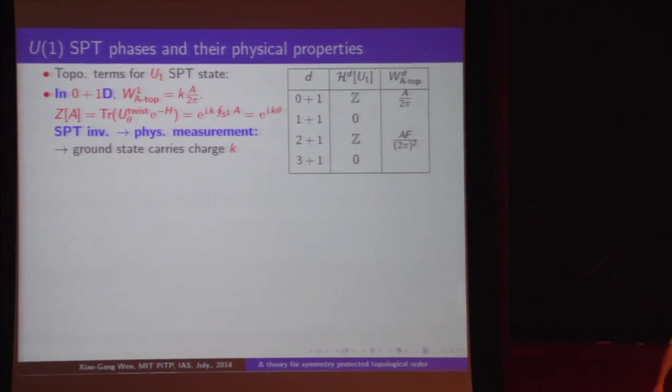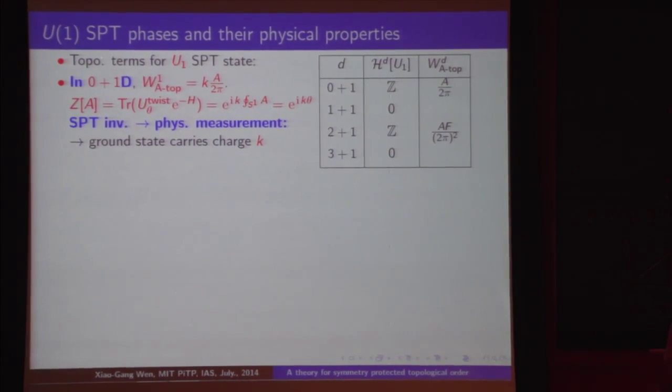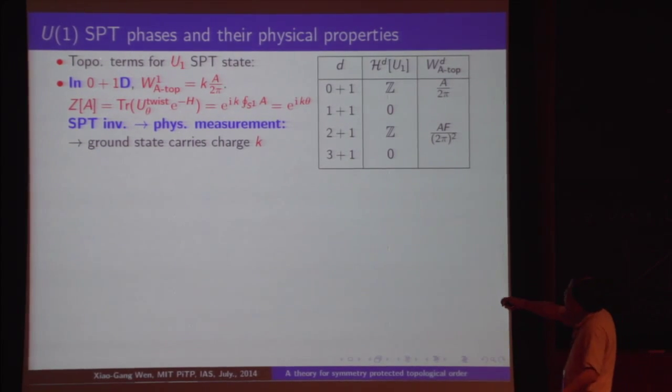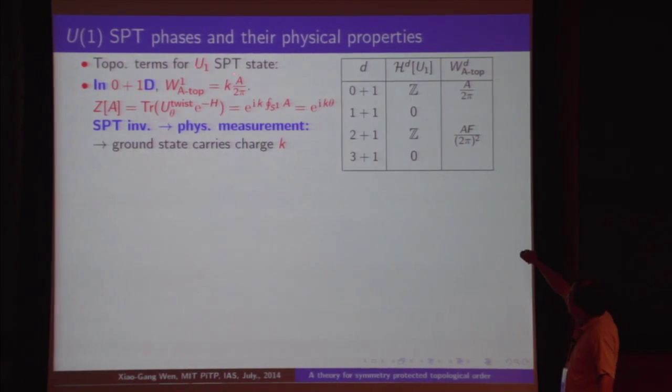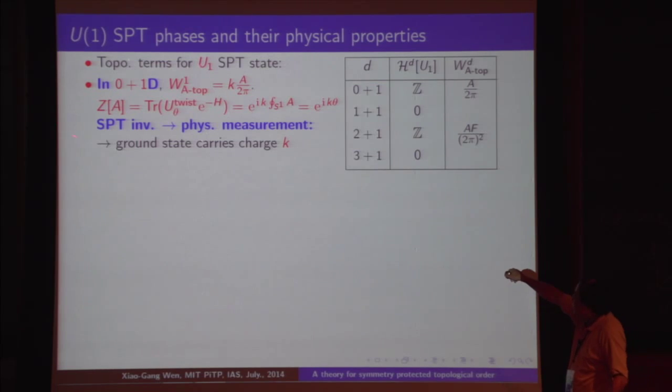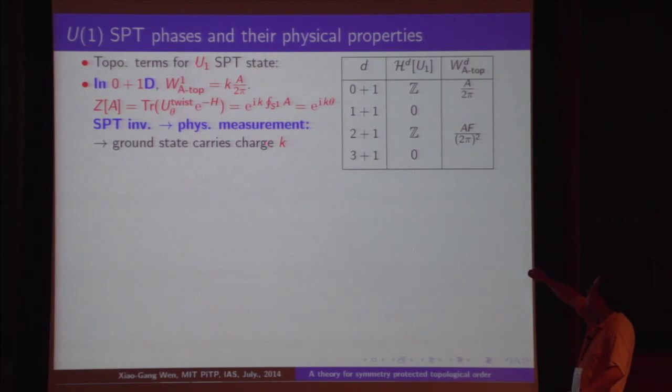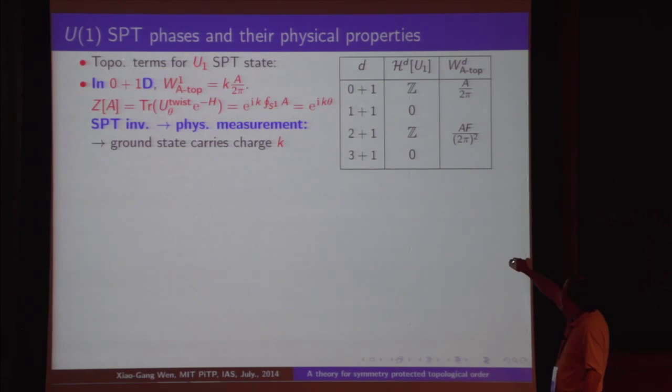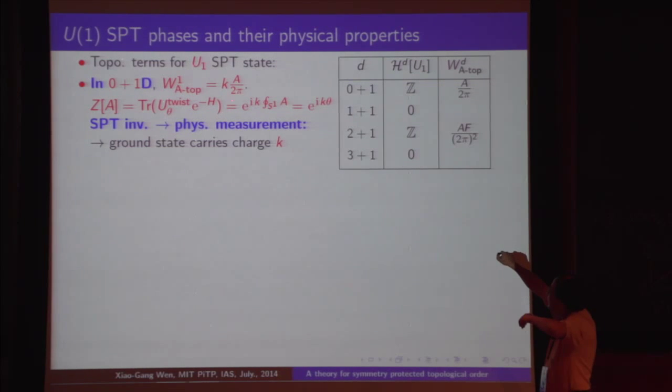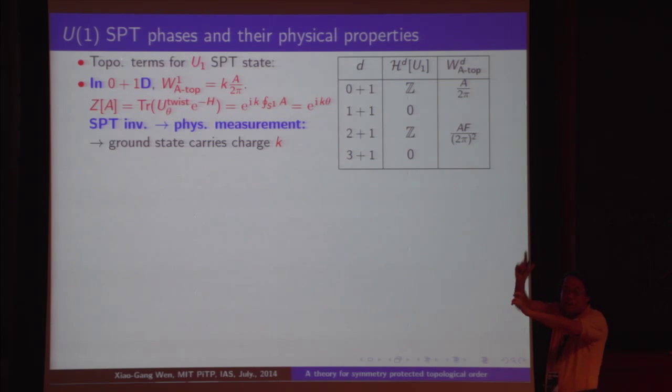So again, we have a similar thing. From this SPT invariant, which is a gauge action, we can involve a physical interpretation. What kind of physical interpretation? Here you have a path integral which depends on the constant vector potential in the time direction. And this constant vector potential in the time direction only sees the charge. So it really means that the ground state carries charge k, where k is its coefficient.